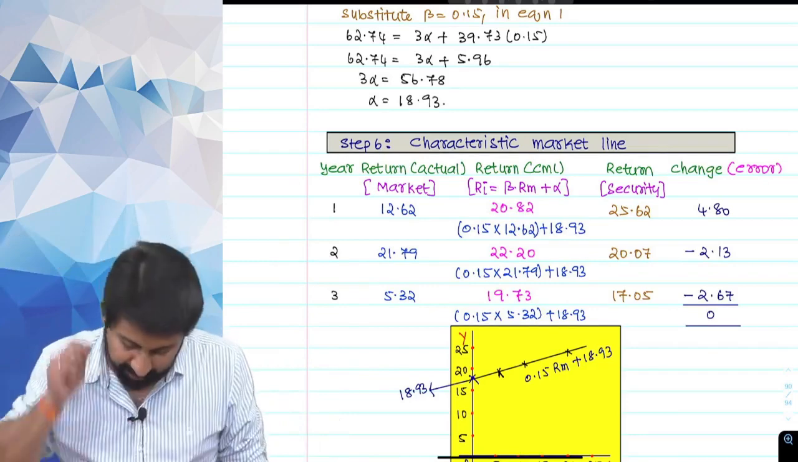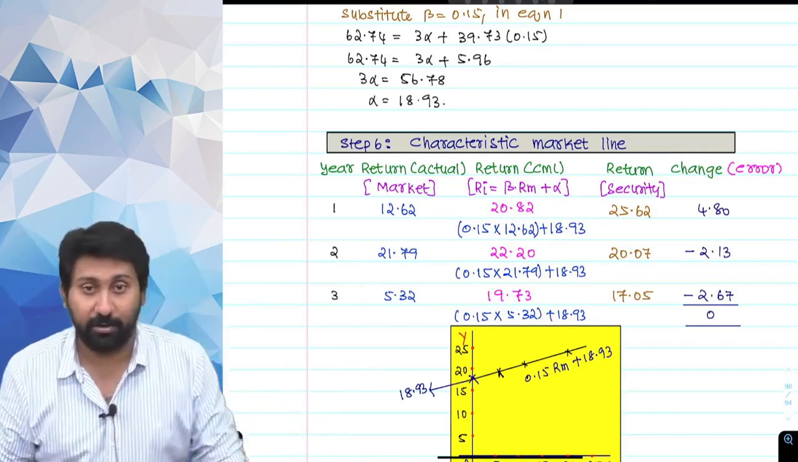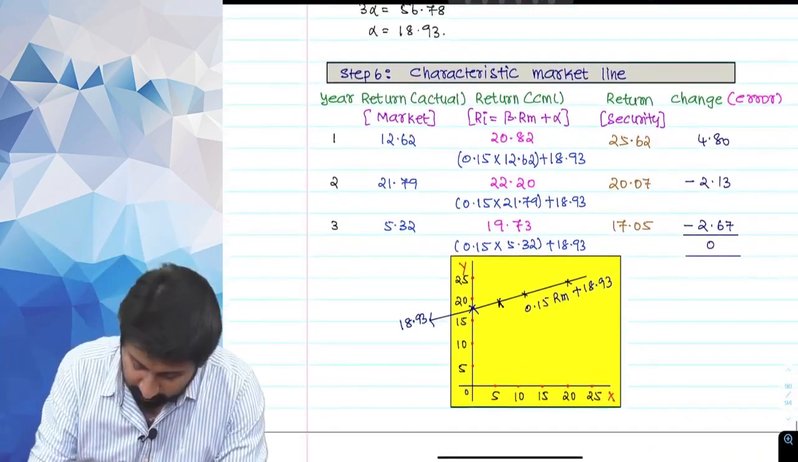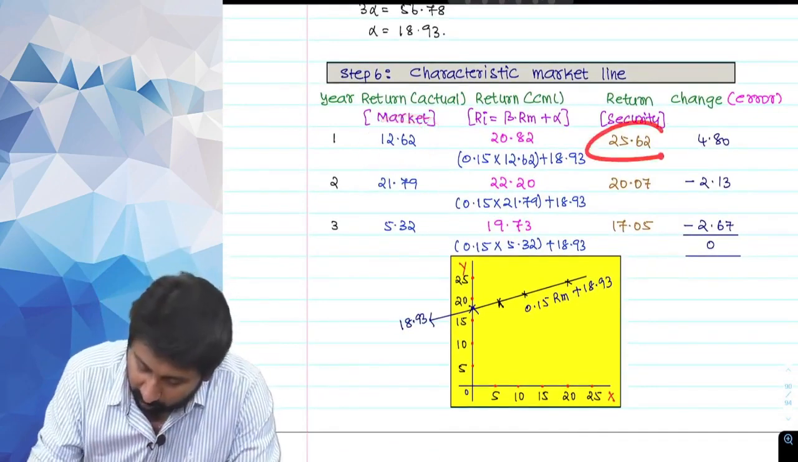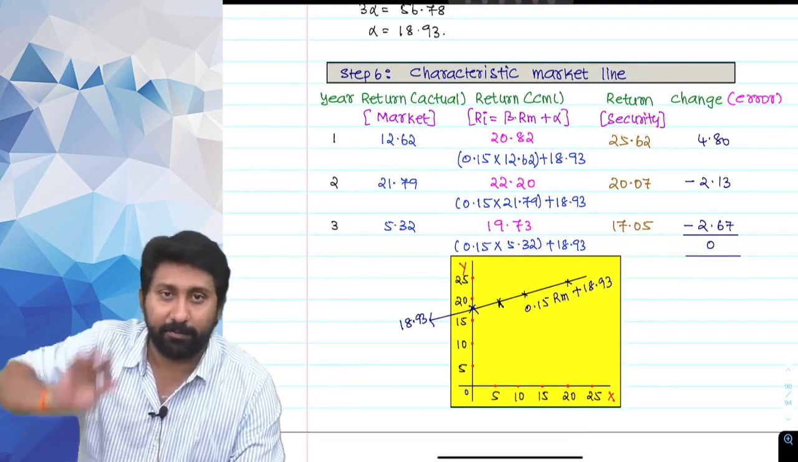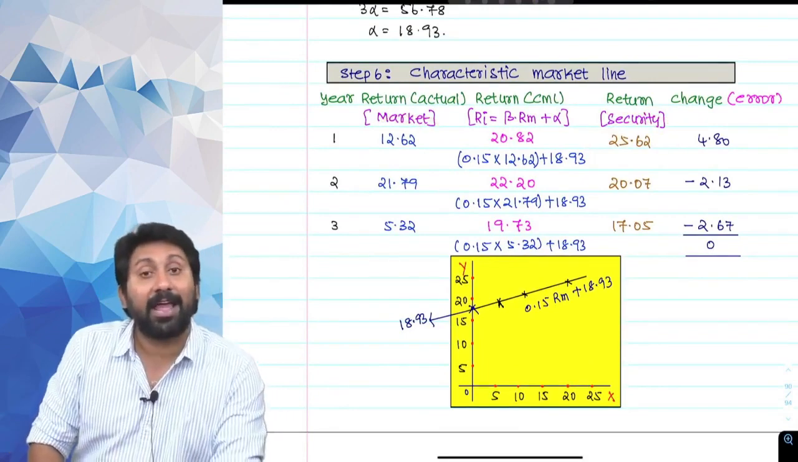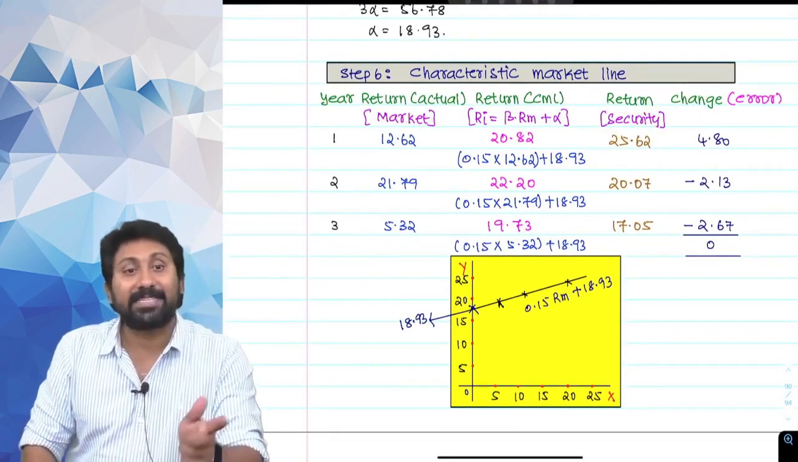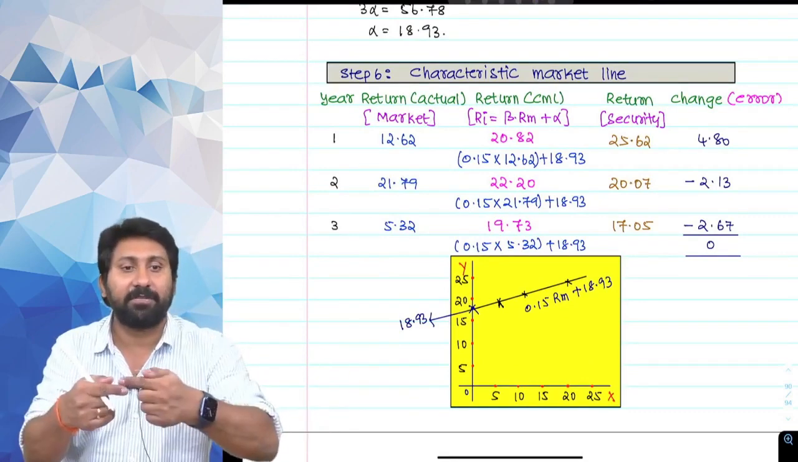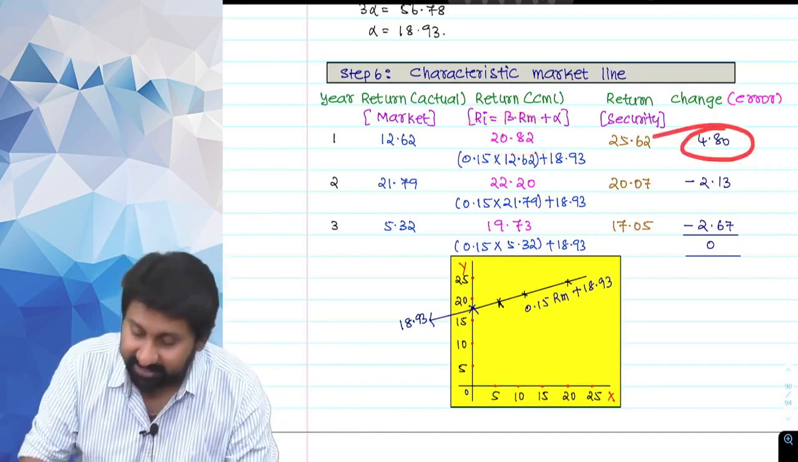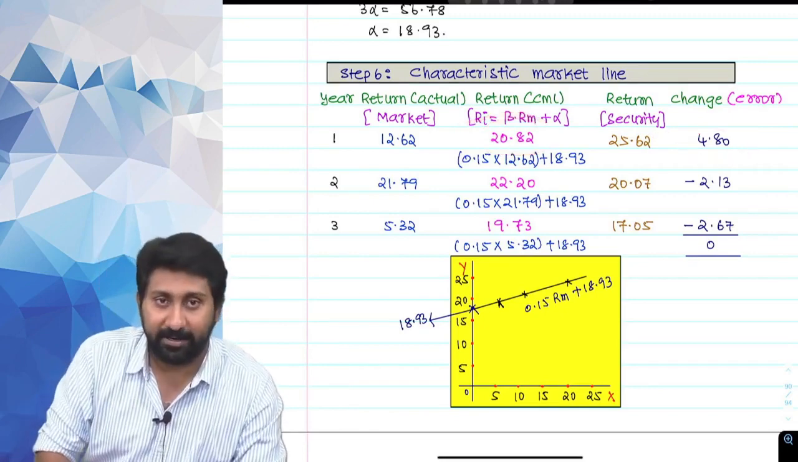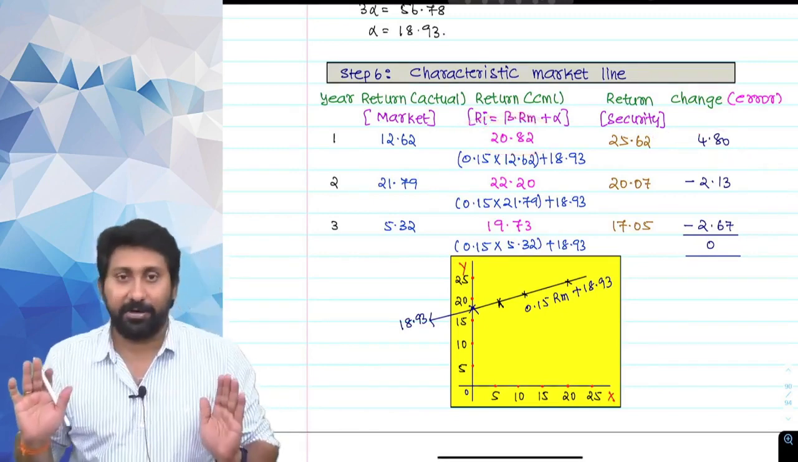Now tell me. You should only answer the question. How much is the market? 12.62. What is the return? Really, I got 25.62. But when I calculate the return using the CML equation by establishing a relation between security and market, it is 20.82. How much change is there? 4.8%. So we got this information.